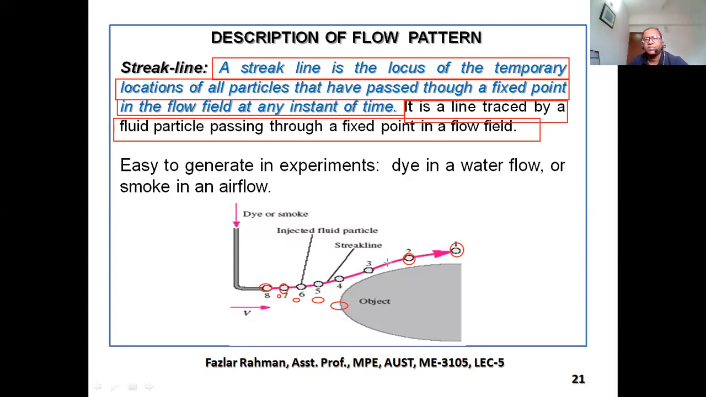And usually you can easily observe this. Say there is a vertical wall right over here. You have a window or door in the balcony. You play with the water bubble and release the bubbles. You might observe that all the bubbles are passing through the same point. That is called a streak line.